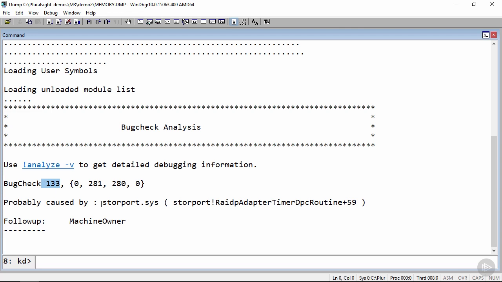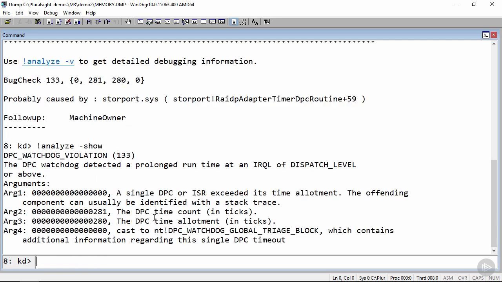We can see that the debugger already thinks it was caused by storport, a driver that's used for the storage subsystem. So let's go ahead and take a look at this. We're going to start out with a bang analyze -show command. And it tells us a few things about it. That a DPC watchdog detected a prolonged runtime at IRQL of dispatch level or above. So it was running at an elevated interrupt level, causing all the user processes to essentially hang.